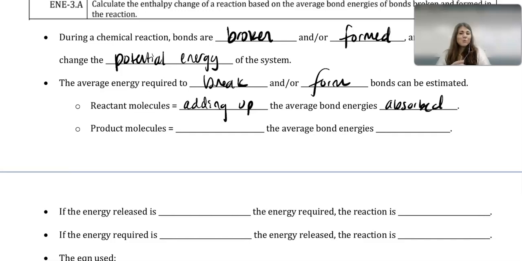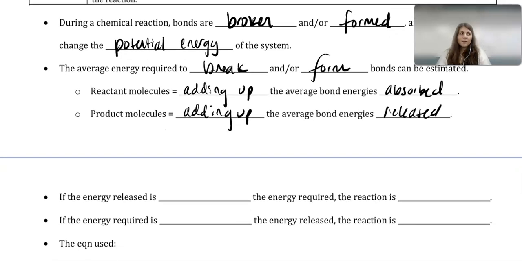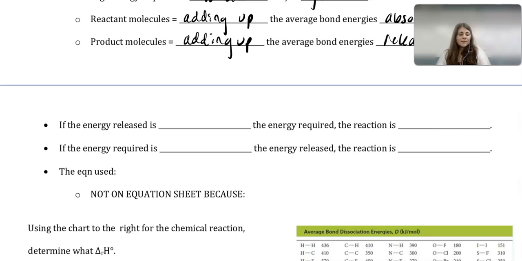Again, to break reactants, we need to absorb energy to break those bonds. And then to make our products, we're going to add up all the average bond energies that were released, because when we form bonds, we release energy. So if the energy released is greater than the energy required, in that case, the reaction is going to be exothermic.